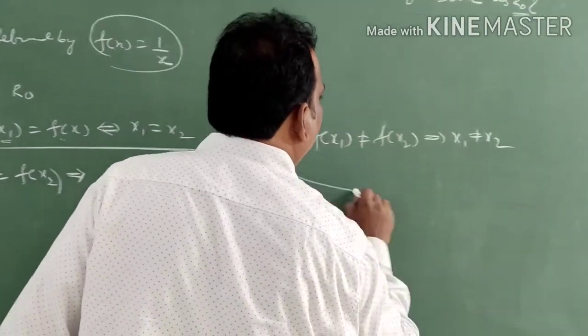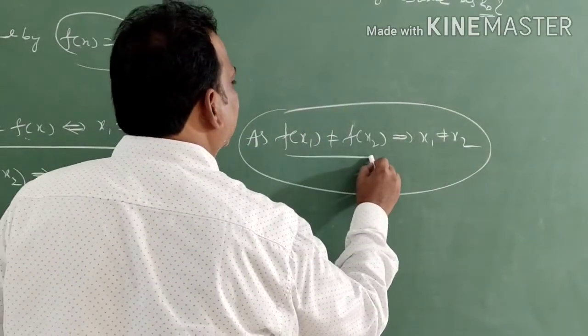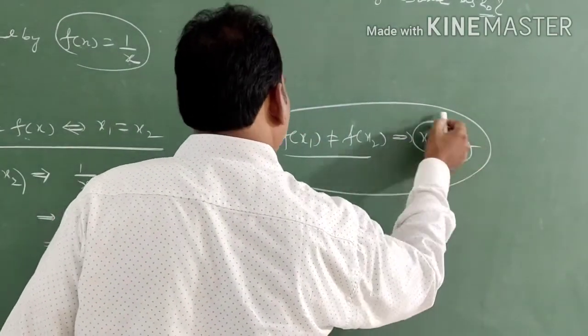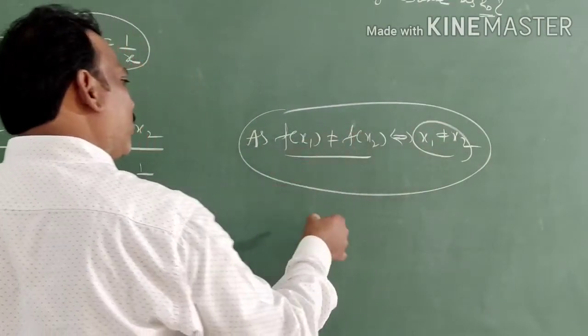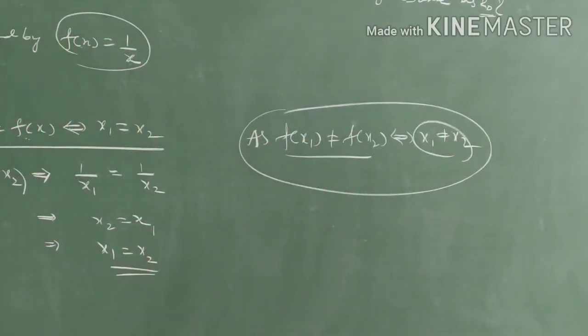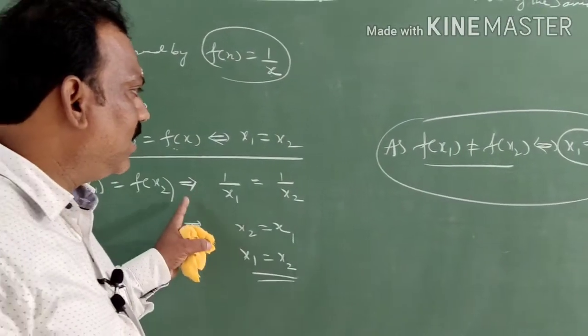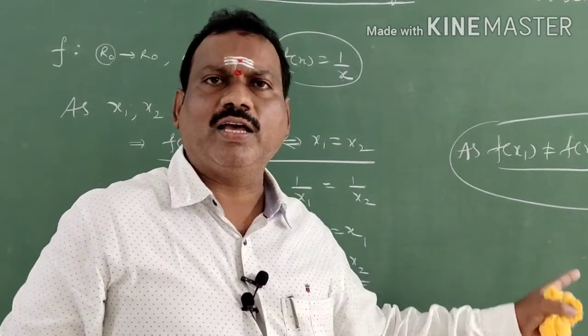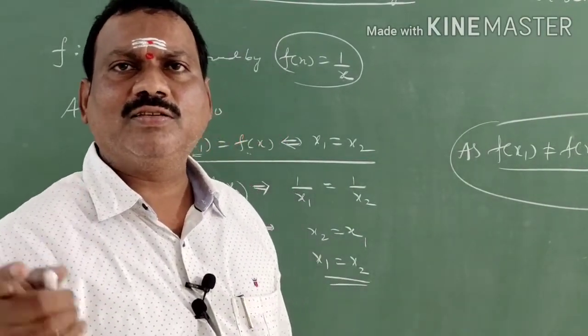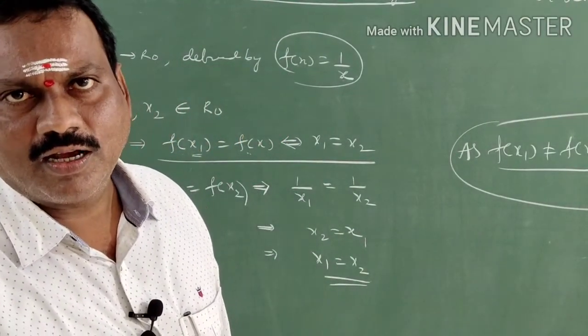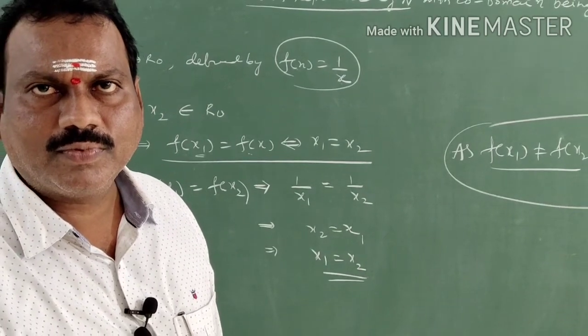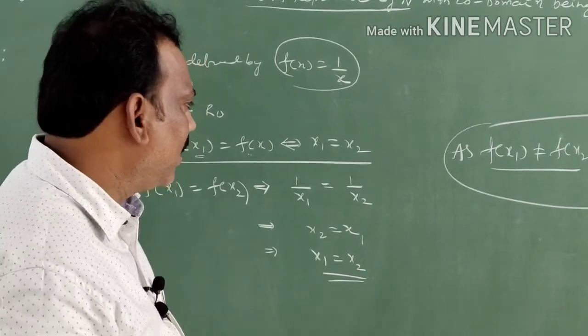If you prove this, that means if you take this condition, you have to prove this, or otherwise if you take this condition, you have to prove this. Both are okay, either this or this, any one of them is okay. We can say that f is a 1-1 function. Clear, students? Is it clear?